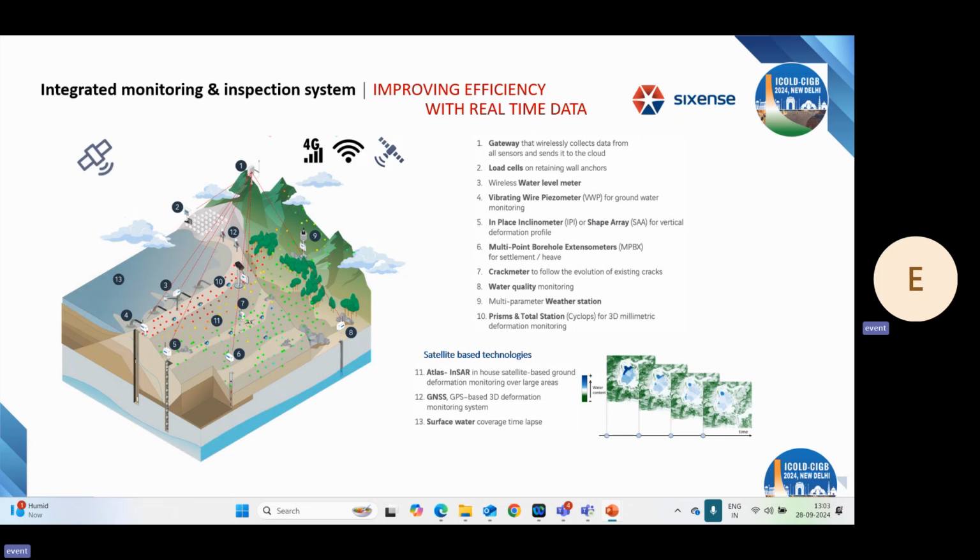There's also, of course, satellite-based technologies, not necessarily real-time, but remote sensing, things like INSAR, GPS. We can also look at things like surface water changes using satellite-based technology as well. So consider all these technical advancements. These can help ensure data availability. So they can help ensure that when you need the data, it's there. And they can help reduce your operational expenditure over time.